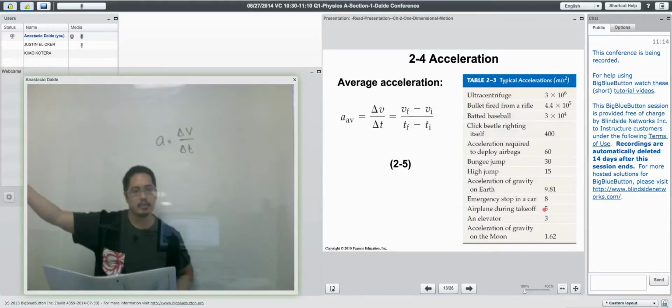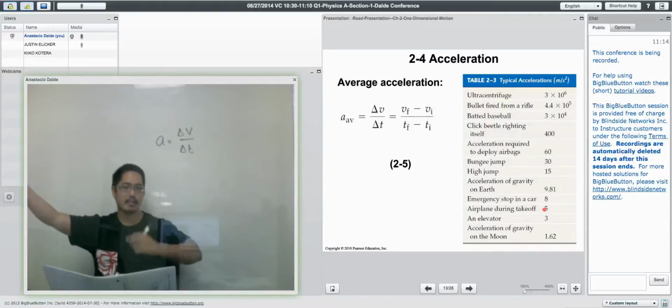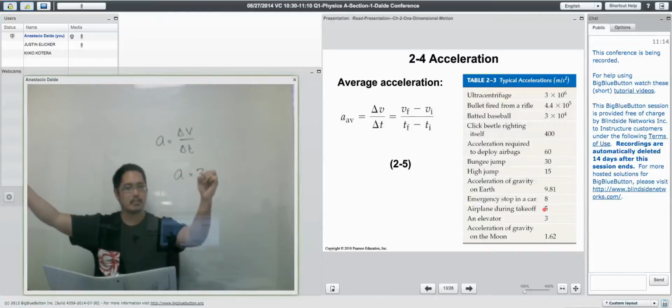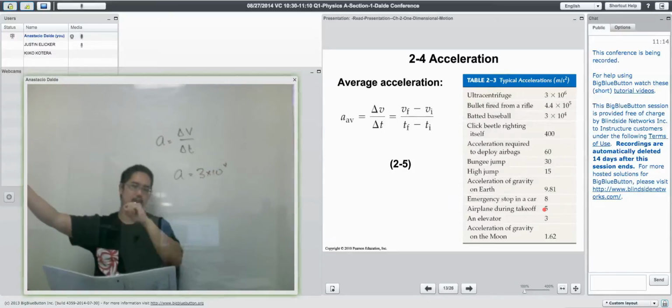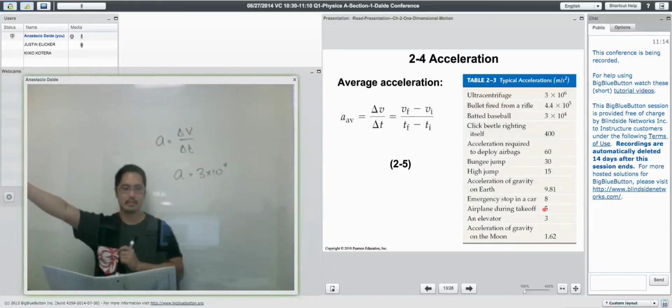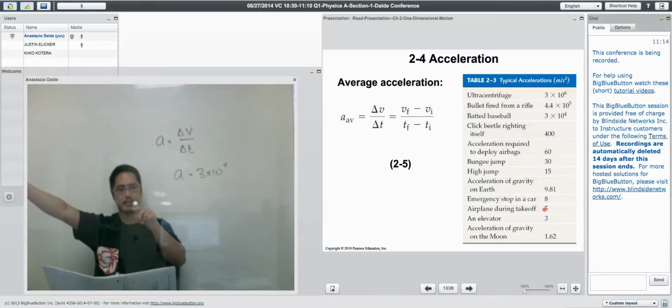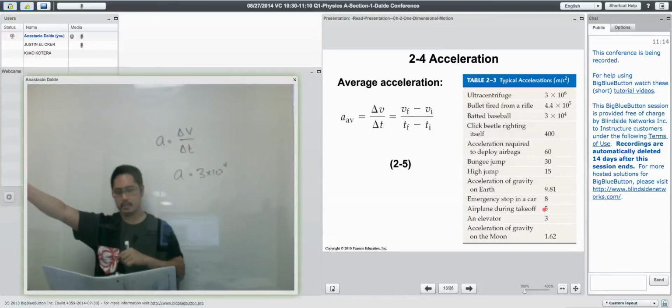All right, let's see. A batted baseball. Let's take a look at that. The acceleration of a batted baseball is 3 times 10 to the 4th power, so that's 30,000 meters per second squared. I have a question for you. Does that mean it's moving fast? Relative to what? Because all speed is relative.